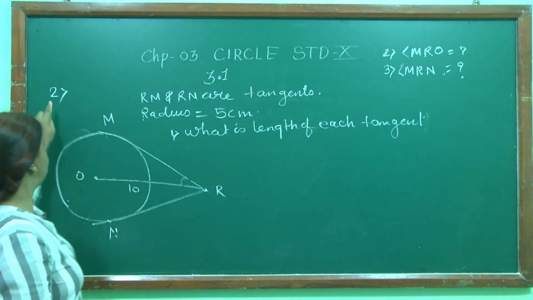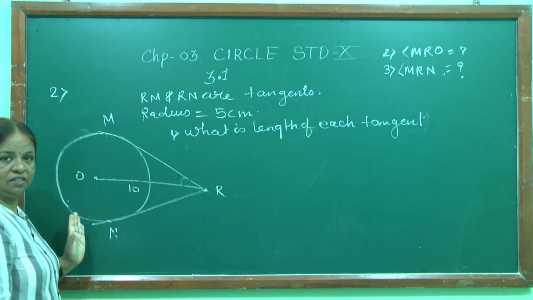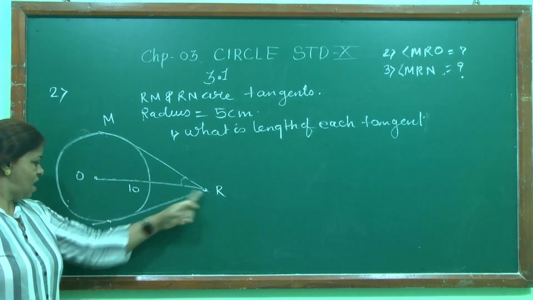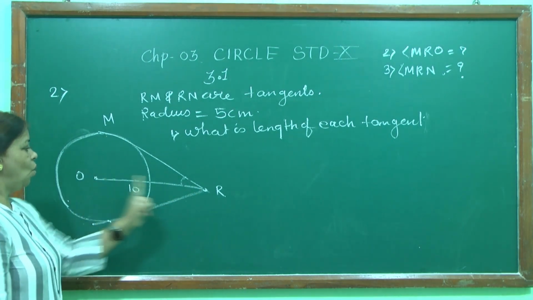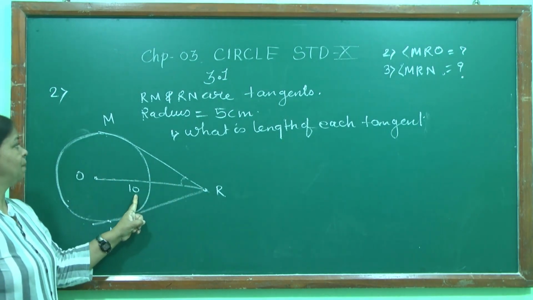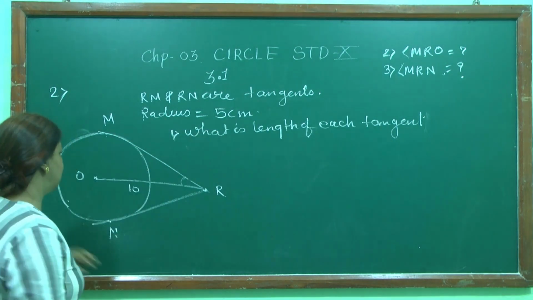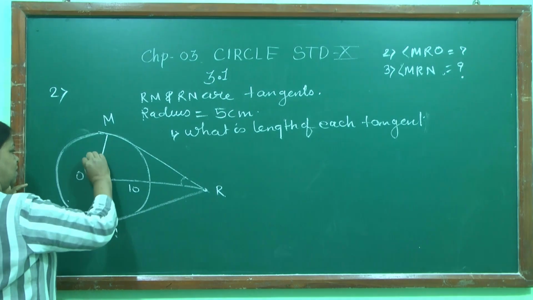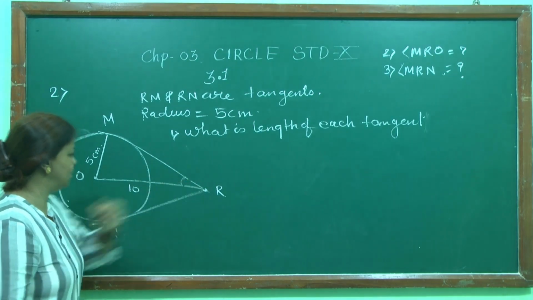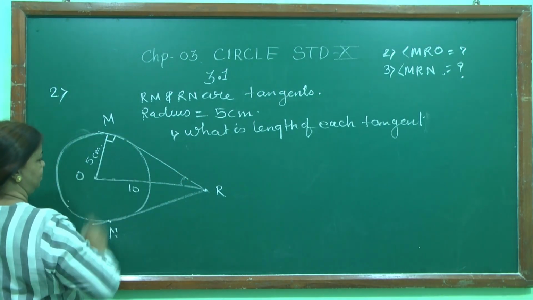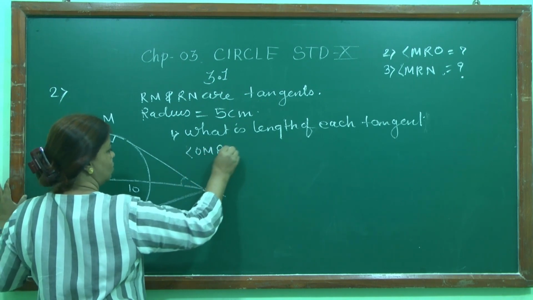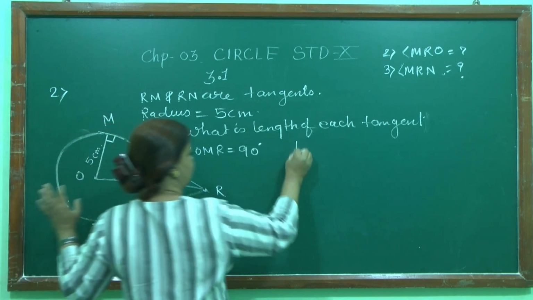Exercise 1, question number 2. You can see the diagram. In the diagram, MR is a tangent, RN is also a tangent, O is the center of the circle and OR is 10. The radius is given as 5 centimeters. So let me draw the radius. It is 5 centimeters. This is the radius and MR is a tangent, so this will be 90 degrees. So angle OMR is equal to 90 degrees. Tangent theorem.